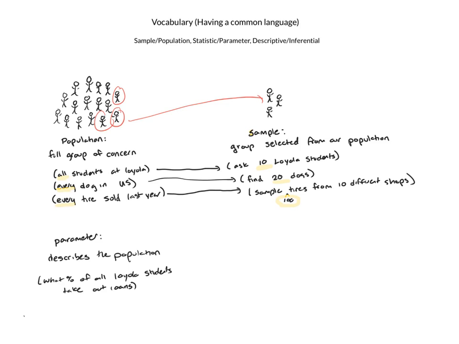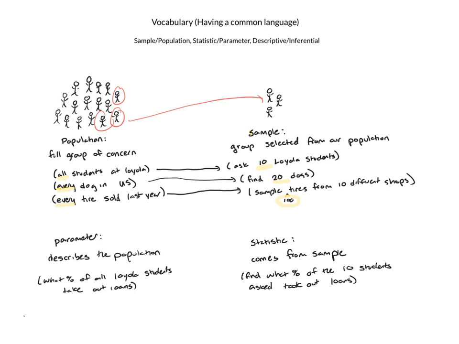Now, personally, they're not going to tell me exactly how many students have loans, and so while I can't ask everyone at Loyola how many of you have loans, what I do is I settle for the statistic. The statistic comes from the sample. For instance, if I want to know what percent of all Loyola students take out loans, I can find what percent of the 10 students asked took out loans.